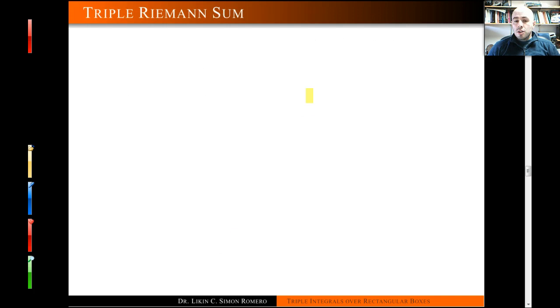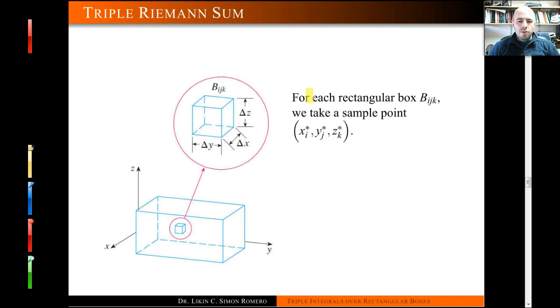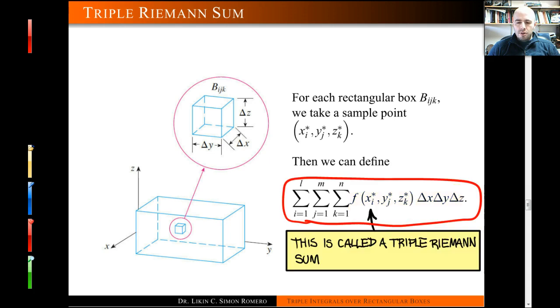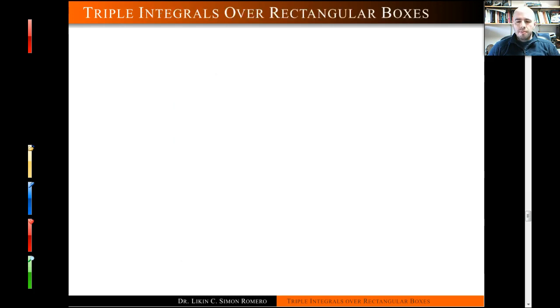Then we're going to define what we call a triple Riemann sum. Remember, this is just an extension of a double Riemann sum. We're going to have each one of these boxes, and we're going to take a sample point inside of those boxes. We're going to take the value of the sample point times the volume of the rectangular box, and we're going to add all those values together. And that's what is called a triple Riemann sum.